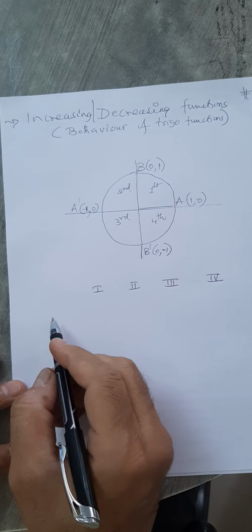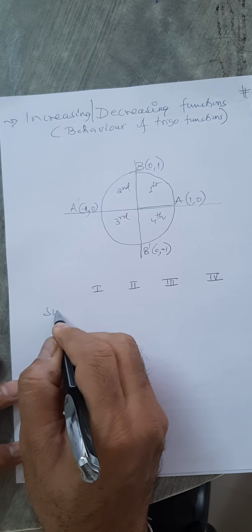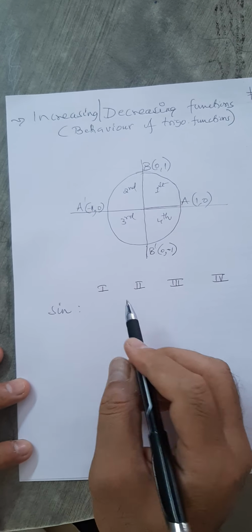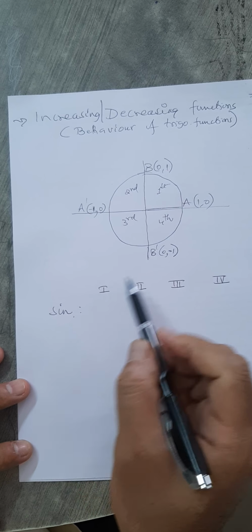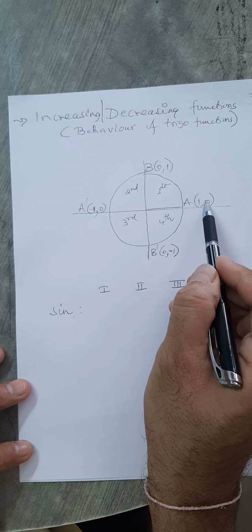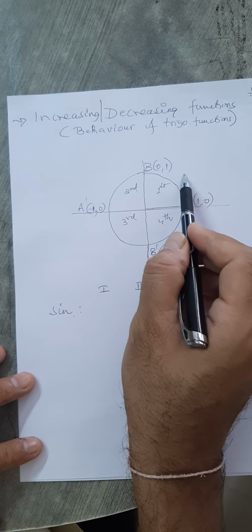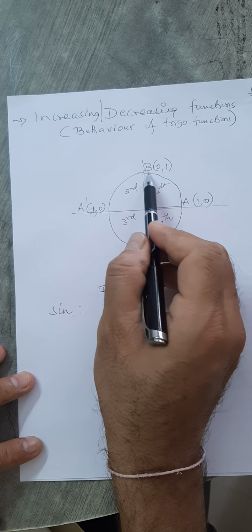These are the four quadrants. Let me first start with the sine function. First, the sine function. Sine function means the second coordinate. Here the value of the sine function is 0.